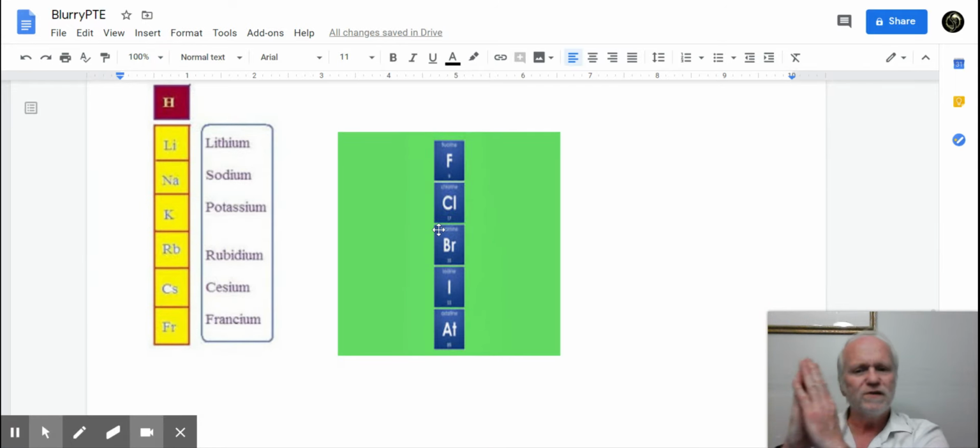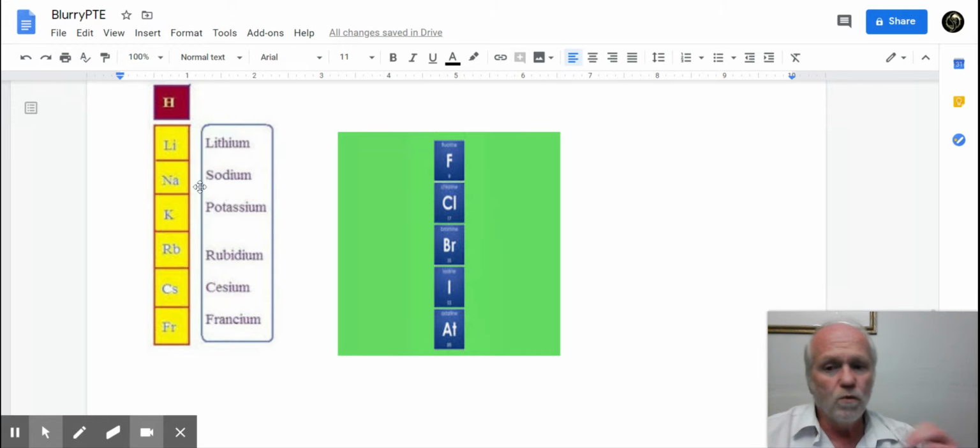Let's look at the first column of the PTE. First column is called the reactive metals, okay? And what these do, they are very reactive. You take lithium or sodium and you put them into water and they will actually start to fizz and pop and bubble. And I've done this in class and actually had little sparks fly out. It's a lot of fun. Potassium also, rubidium, cesium, and francium.